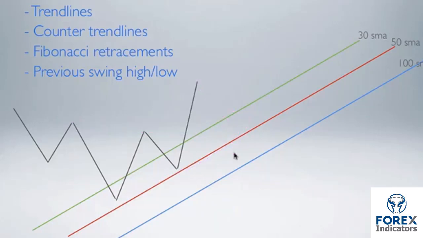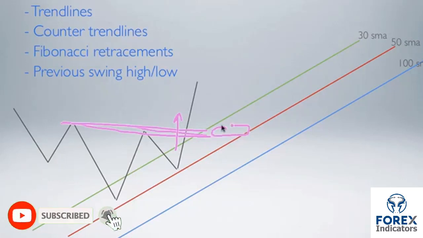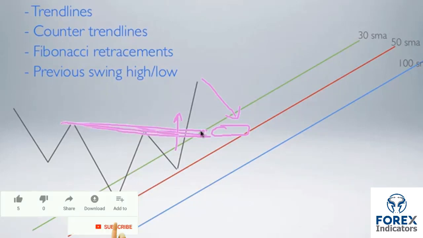All right, so basically this is the concept. You've probably heard this before. The concept of former resistance, once broken, may work as support once again. Okay, price comes back down to retest that former resistance line. Now that it's broken, it may work as support, and price may bounce to the upside of that counter trend line, just as it may do of a trend line.